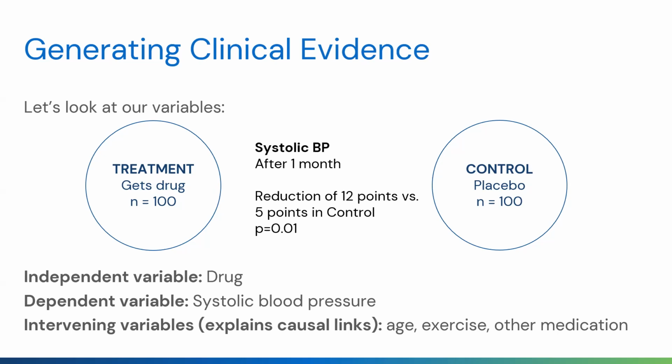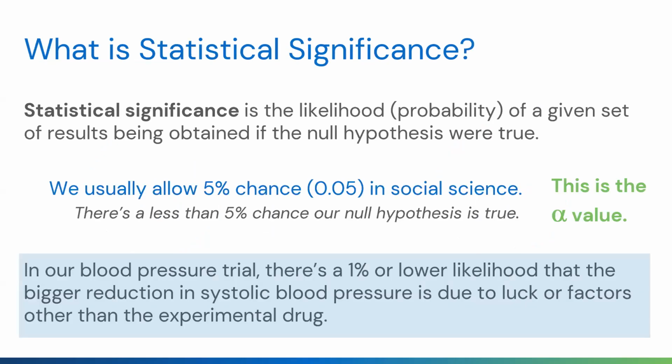you talk about statistics. So what is statistical significance? You'll note I talked about p-value a few moments ago. Statistical significance is the likelihood or probability of a given set of results being obtained if the null hypothesis were true. That's a lot to take in. So we usually allow about a 5% chance, or 0.05, in social science. That just means that there is less than 5% chance our null hypothesis is true.